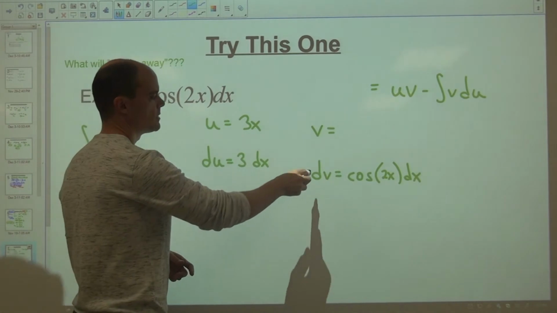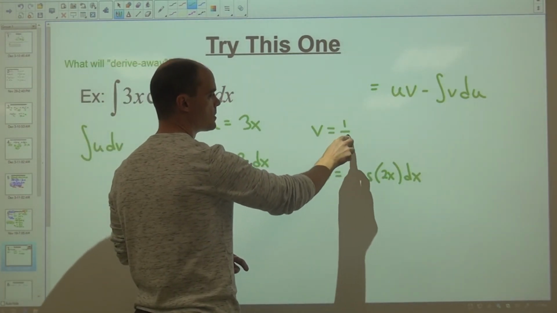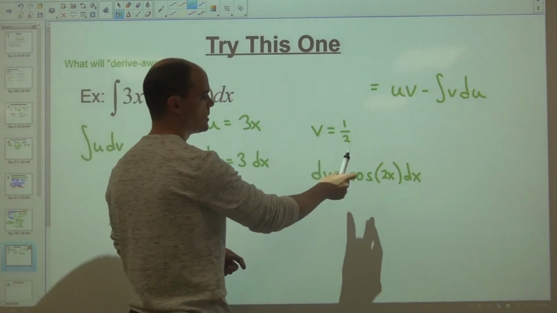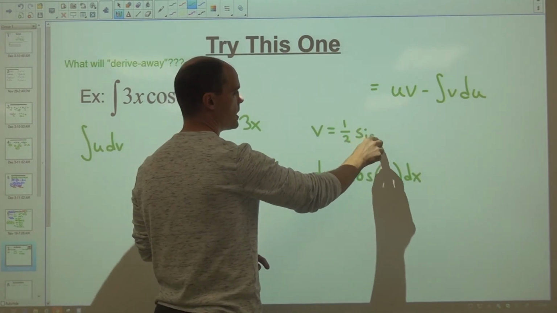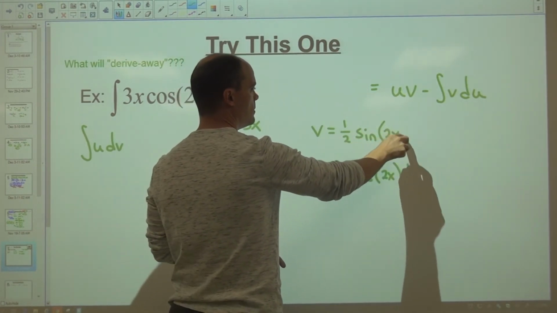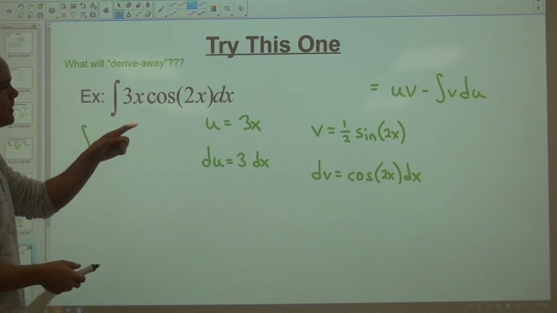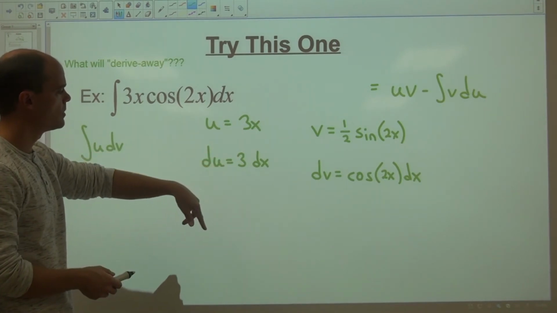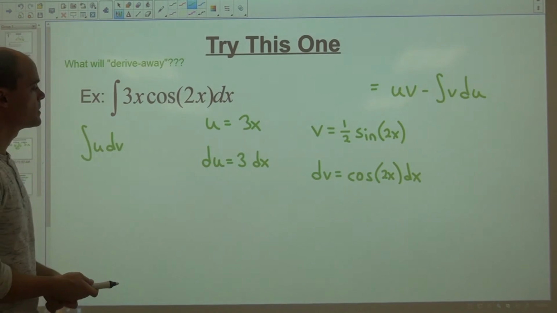The antiderivative of this, a half would come in front. Not a 2, but a half. And then the derivative of this is negative sine. The antiderivative is positive sine of 2x. Looks pretty good. If I derive this again, I'd get 1, and then I'd get 0. So I feel pretty good about this.